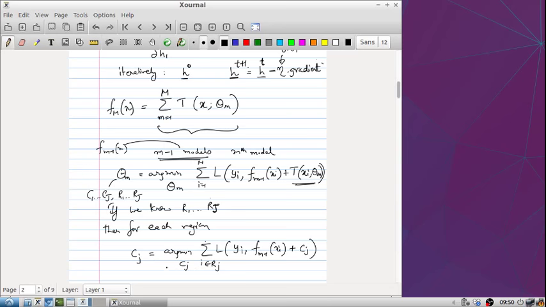If you can find such a c, then you'll just set that c to be the parameter of your new mth tree, if you had the regions.